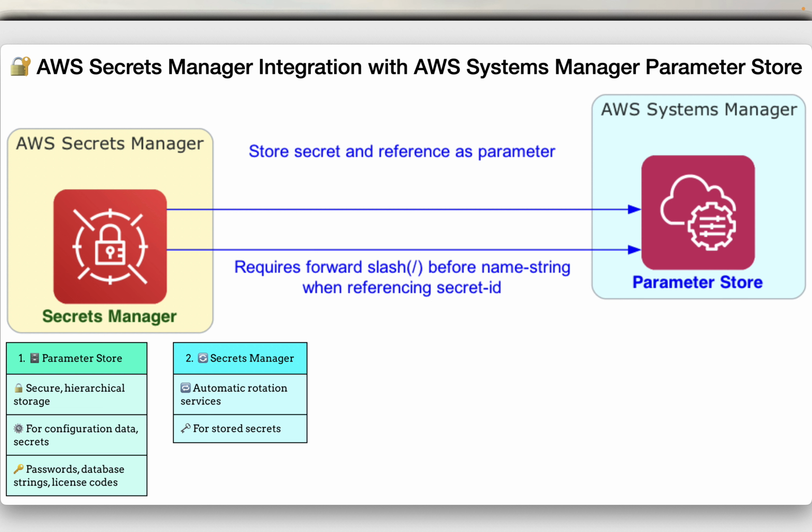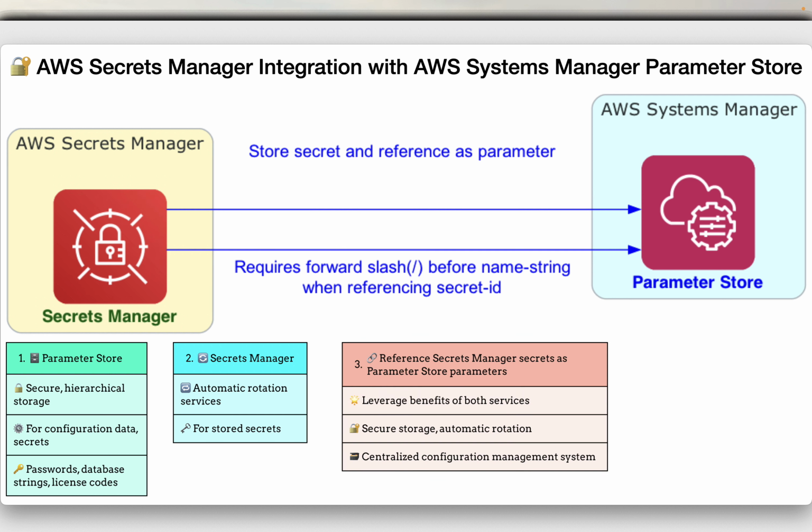There is no rotation of secrets, and AWS Secrets Manager fills this gap by providing automatic rotation capabilities for the stored secrets. To leverage the benefits of both services, you can store your secrets in Secrets Manager and then reference them as Parameter Store parameters. So basically you keep the secret in Secrets Manager, but you put a reference in Parameter Store, which is in the Systems Manager feature. This approach allows you to take advantage of the secure storage and automatic rotation features of Secrets Manager while using Parameter Store as the centralized configuration management system.